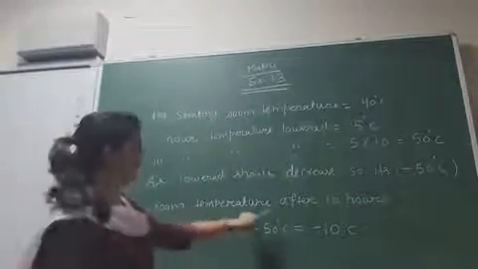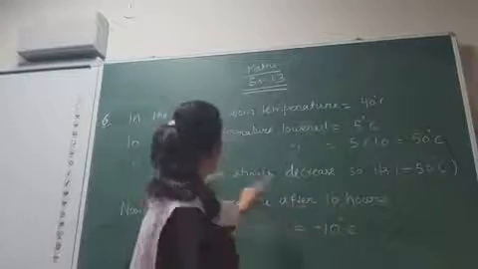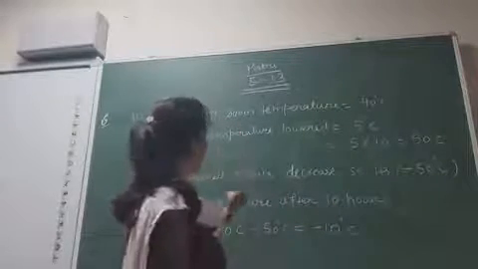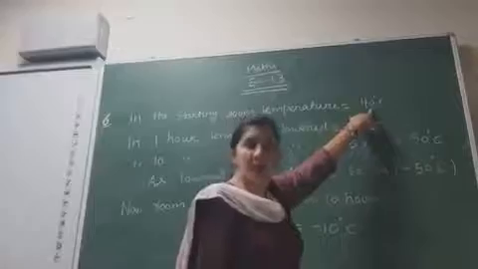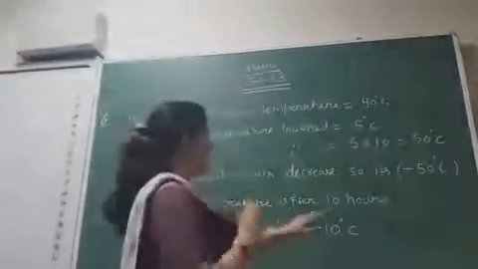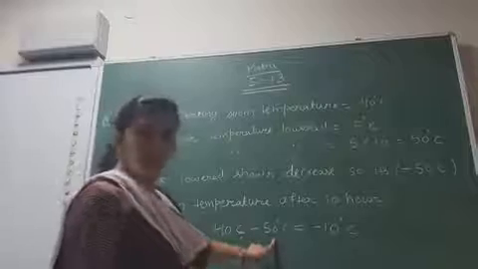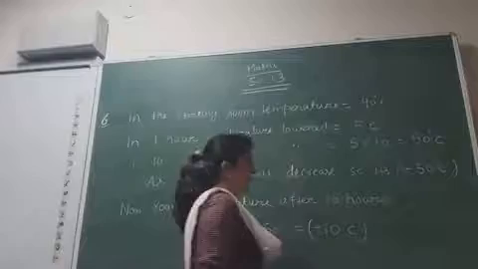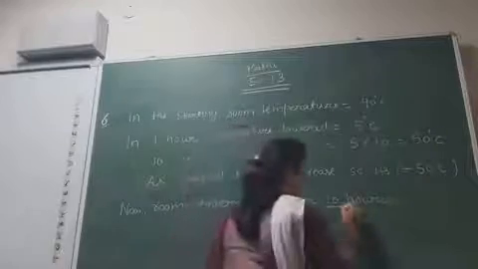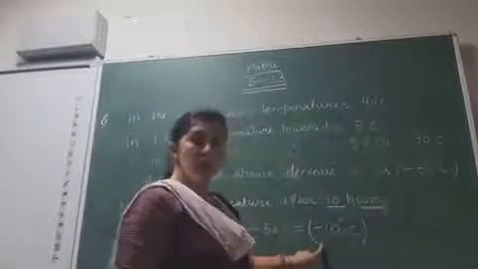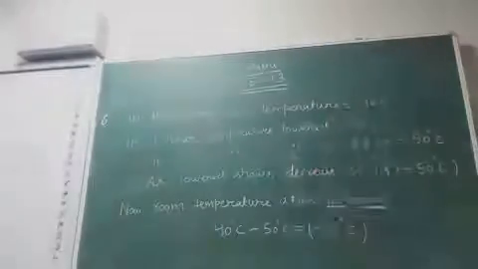Now room temperature after 10 hours. This shows decrement. They ask what is room temperature. Room temperature is 40 degrees Celsius in the starting and now it is minus 50 degrees Celsius. So 40 degrees Celsius minus 50 degrees Celsius, it becomes minus 10 degrees Celsius. So after 10 hours our temperature is reduced to minus 10 degrees Celsius.